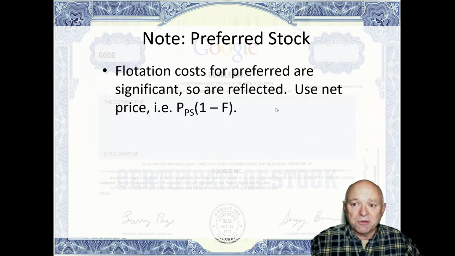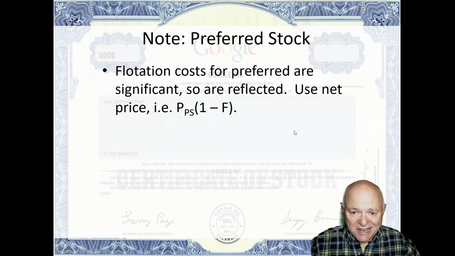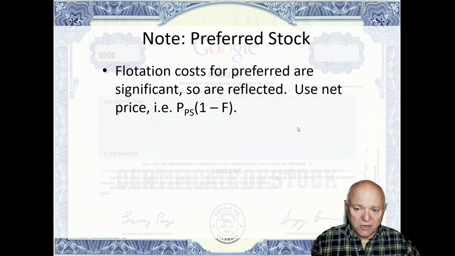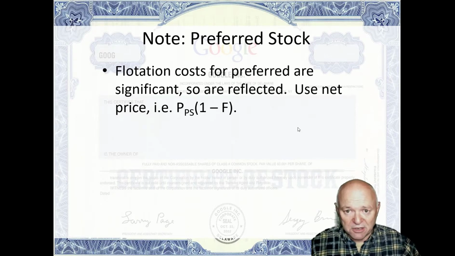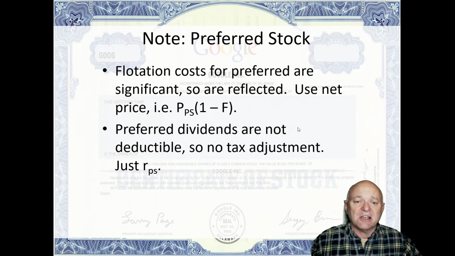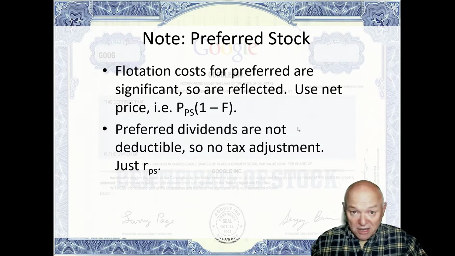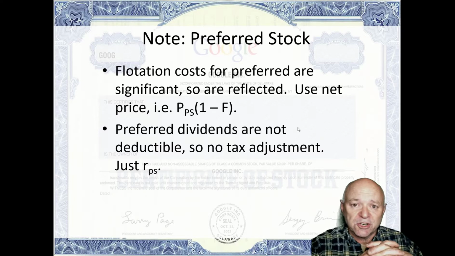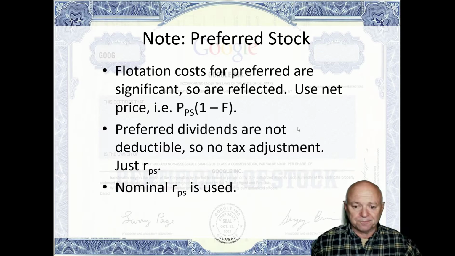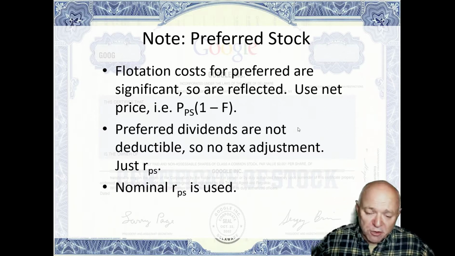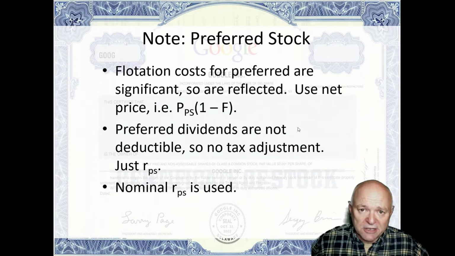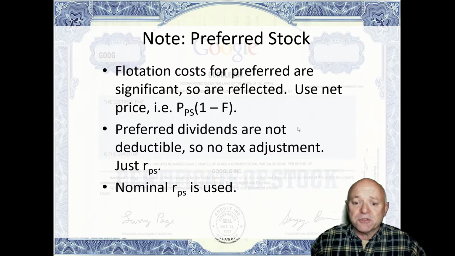Unlike debt, the flotation costs tend to be significant, and so we include those in our calculations, and we use the net price, not the gross price, in order to calculate the yield. And preferred dividends aren't tax deductible, as common dividends are not deductible, and so we don't make a tax adjustment. And like all of our measures, we're going to use the nominal rate and not the real or the post-inflation rate.